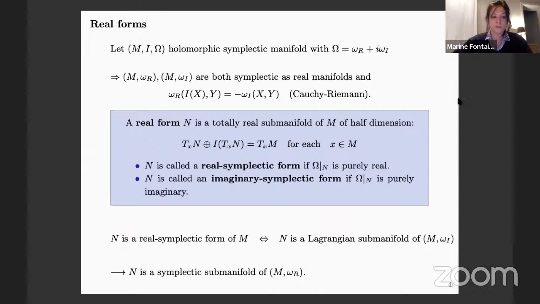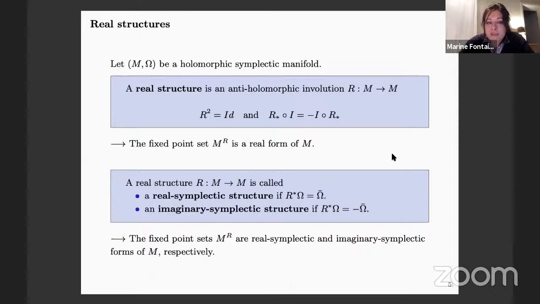Now, real forms can be obtained as fixed point sets of real structures. So a real structure is an anti-holomorphic involution on M. So it squares to identity, and it anti-commutes with the complex structure. And in that case, a fixed point set is a real form. And if now you have a symplectic structure on M, then you can ask your involution to be conjugate symplectic. So it's symplectic with respect to the real part and anti-symplectic with respect to the imaginary part. And same thing for the imaginary symplectic structure. And in that case, the fixed point sets are real symplectic and imaginary symplectic forms, respectively.